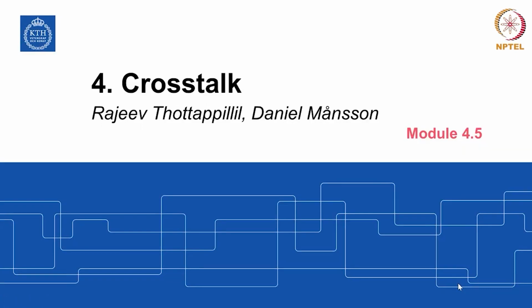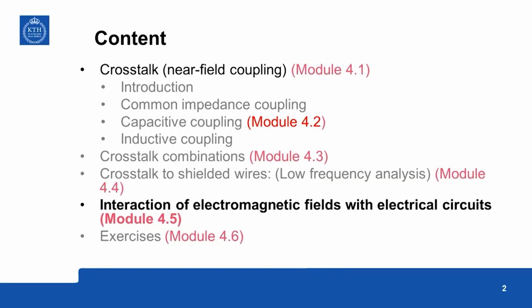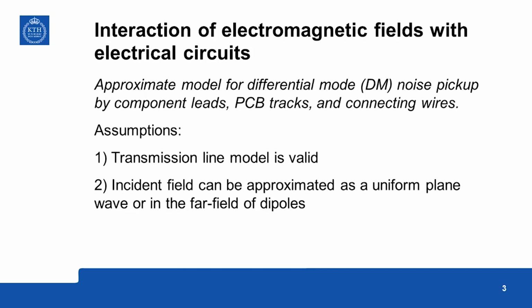Crosstalk, Module 4.5. In this module, we will look at electromagnetic field interaction with small electrical circuits. What we will see is an approximate model for differential mode noise pickup by component leads, PCB tracks and connecting wires. The assumptions are that the transmission line model is valid and the incident field can be approximated as a uniform plane wave or in the far field of dipoles.